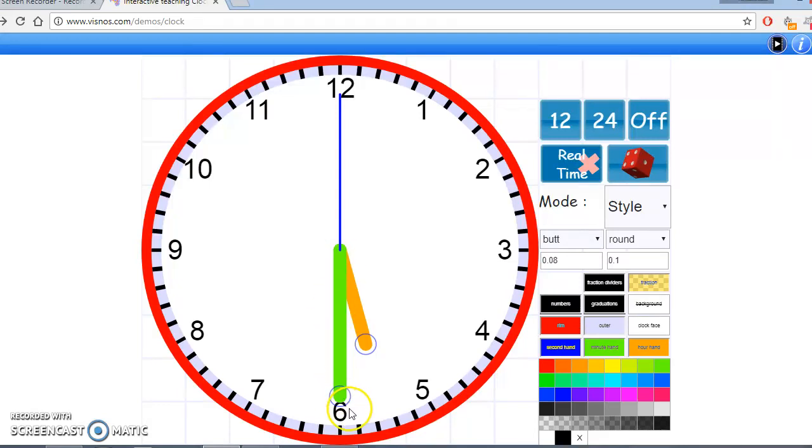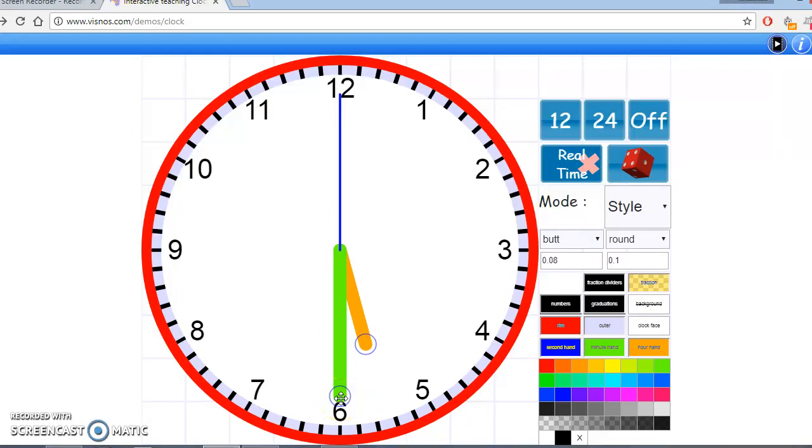Okay, so we have gone halfway around the clock. So I can say half past the hour, and my hour was 5. So this clock is showing me half past 5.